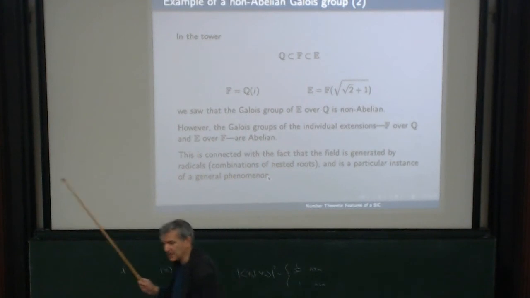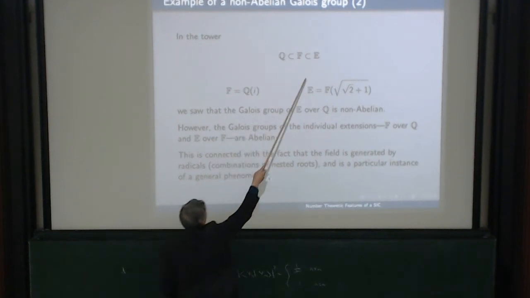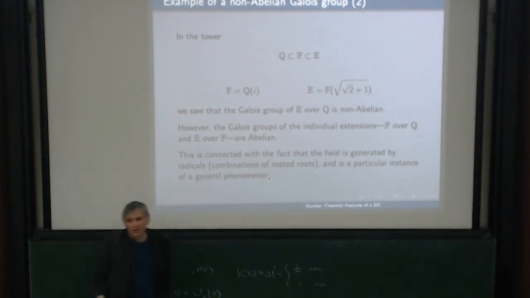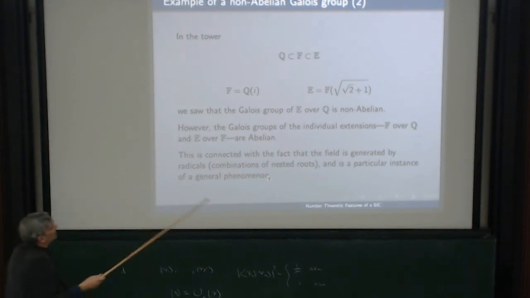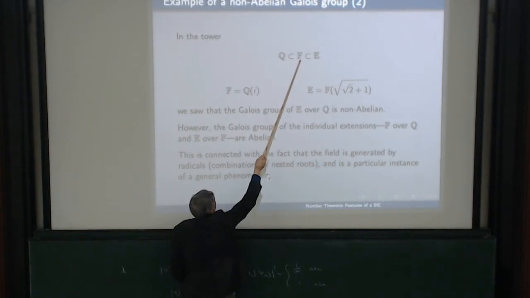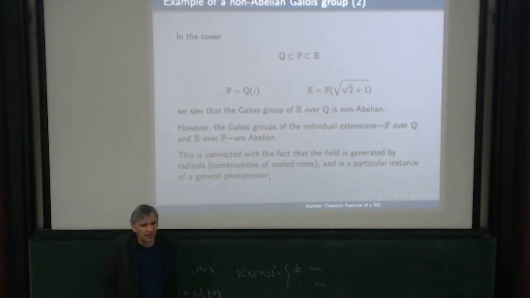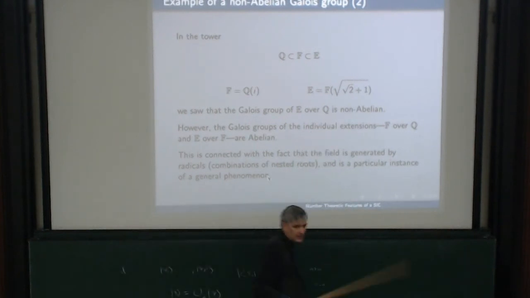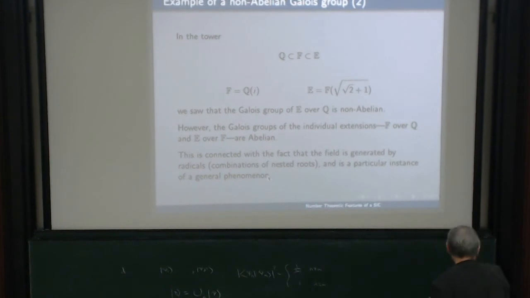If you go back to the tower, the group of all automorphisms of the field that fix Q, ask yourself, okay, what about the Galois group of the individual extensions? And then it's fairly easy to see that those groups are abelian. And this is connected to the fact that we are talking about a field which is expressible in terms of radicals. It's generated by nested roots. And it's a particular case of a general phenomenon.